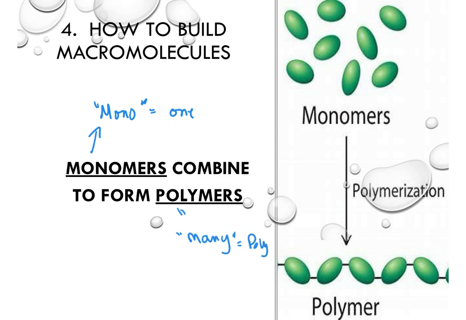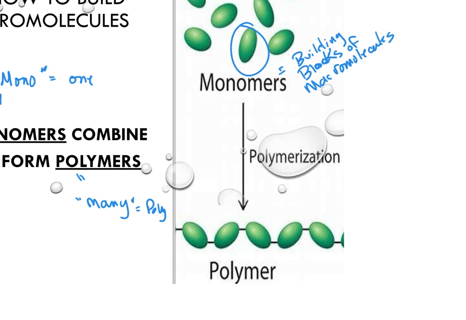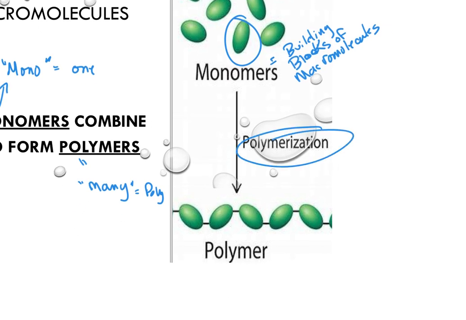And so what monomers are individual building blocks of the molecule. Monomers are building blocks of macromolecules. And so through bonding, actually with the addition or release of water, through the process of what we call polymerization, they can come together to form the polymer, which is the other way of saying macro or large molecules.